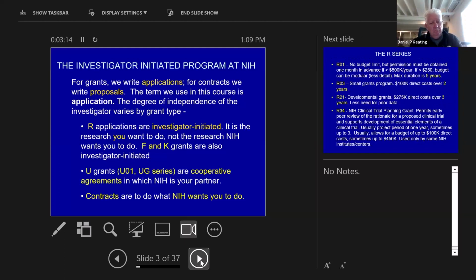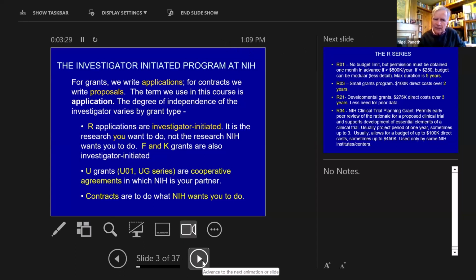There's a category of grants called the U grants, which are cooperative agreements in which you, together with NIH, run the program. The INFO program is a U grant. It's a cooperation between NIH and the investigators, the investigators' institution, and participants. Contracts, by contrast, which is what the old National Film Study used to be, you do just what NIH wants you to do and nothing else. That's the most limited form of investigator involvement. Next slide.